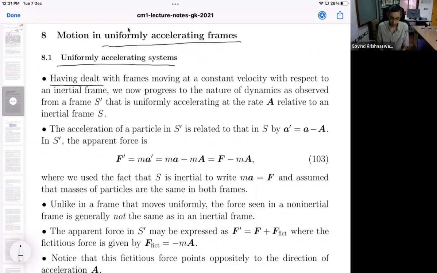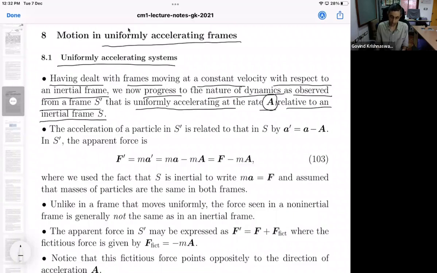So having dealt with frames moving at a constant velocity with respect to an inertial frame, we now progress to the nature of dynamics as observed from a frame S prime that is uniformly accelerating at the rate capital A relative to an inertial frame S. Okay, so this is the story. You have an inertial frame S and another frame S prime, which is accelerating at some rate A.